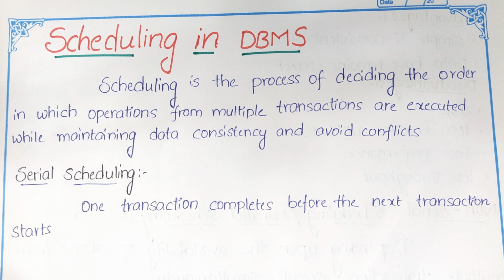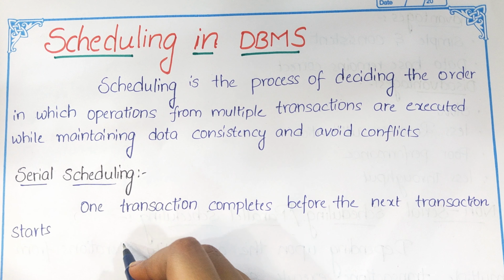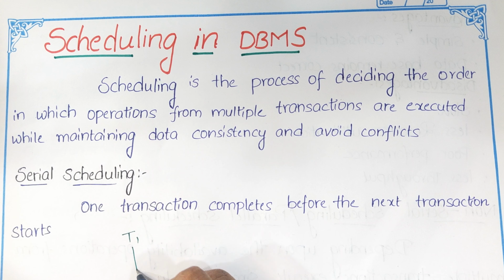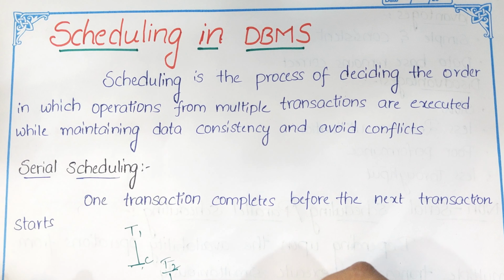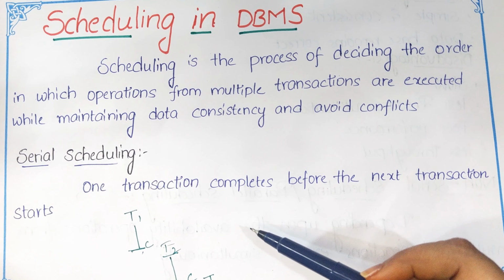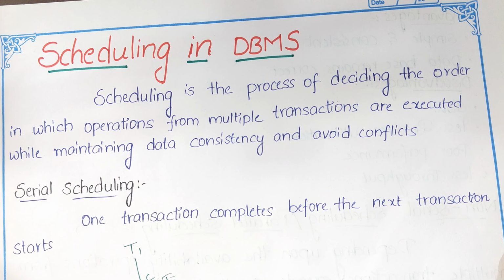Scheduling is mainly divided into two types. The first one is serial scheduling. By the word itself, we understand that things happen one by one, right? One transaction completes before the next transaction starts, which means one transaction should end, and only after that can we start another transaction. Like see, here we start transaction 1, it should be committed over here. After committing only we can start transaction 2, and after committing we can start transaction 3. After completion only can we start another transaction. This is what serial scheduling says.